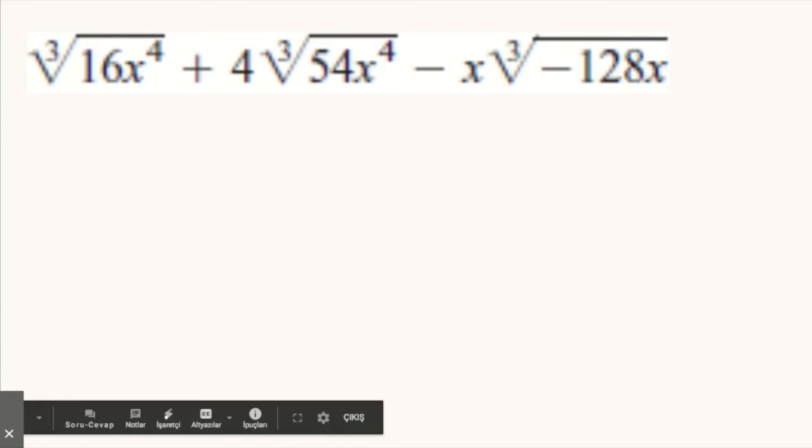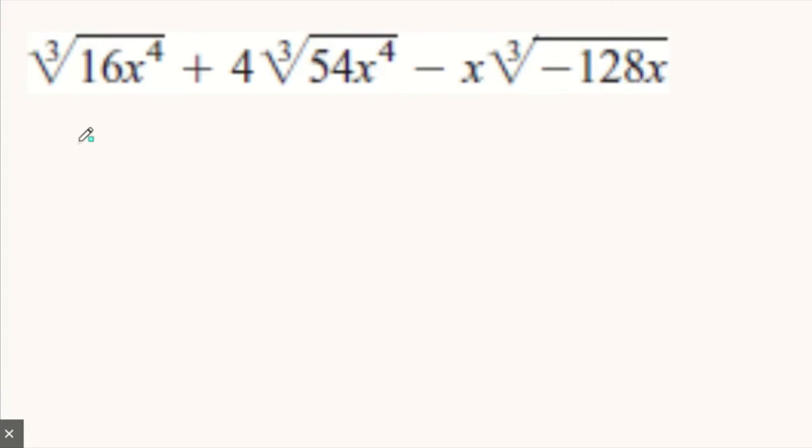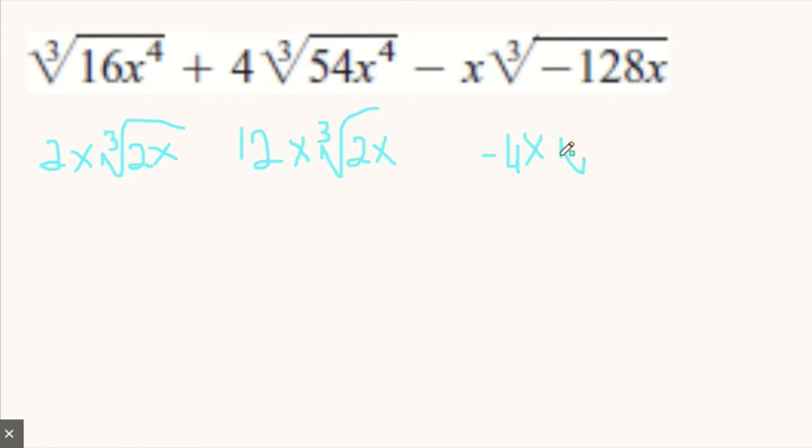So I just want to move everything up and rewrite what we found. The first term was 2x, third root of 2x. Second term was, let's put the signs in later, 12x, third root of 2x. And the third was negative 4x, third root of 2x.